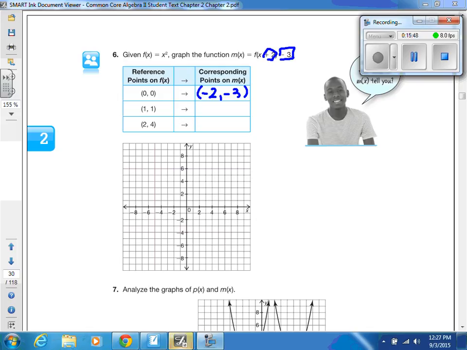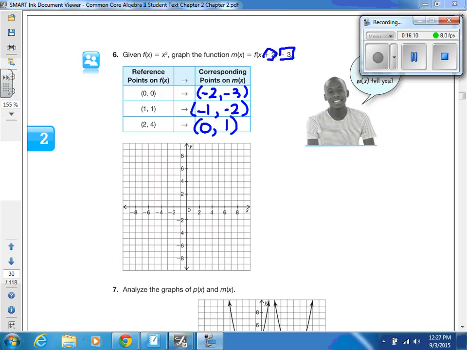Okay, so this one's going to be 1 minus 2, which is what? -1, and 1 minus 3? 2 minus 2, and 4 minus 3? Okay, so I'm going to graph it now.